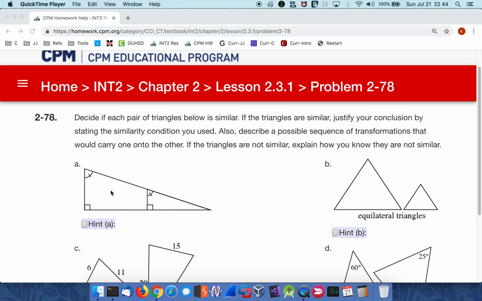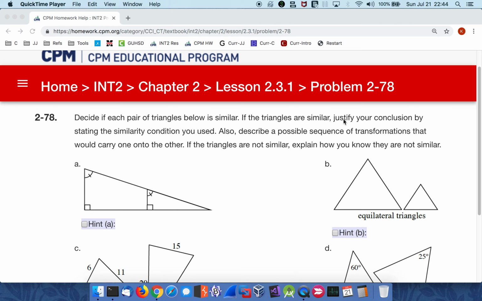Or that all the sides, if we don't know the angles, although we should be able to figure those out, all the sides are the same ratio to the other sides. Okay? So in other words, if you took the triangle and you scaled it up, it should equal eventually the other triangle. So that's what similar means.